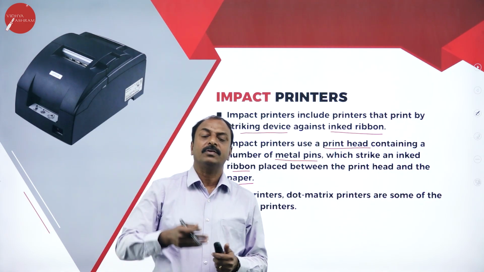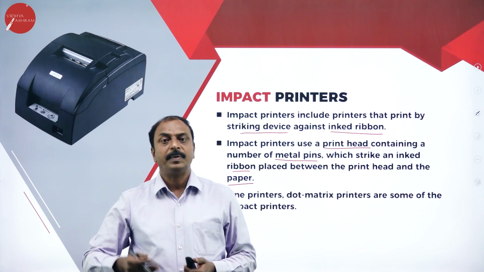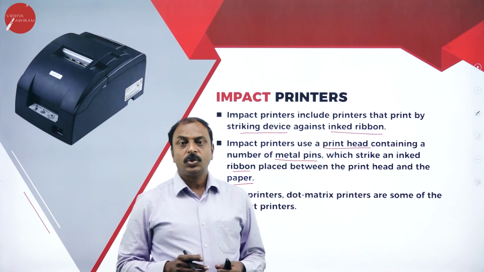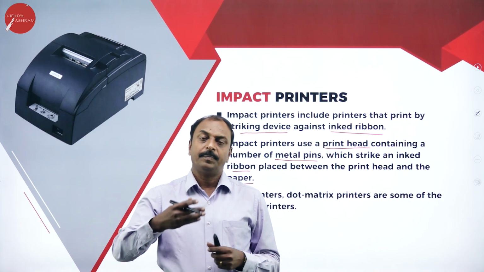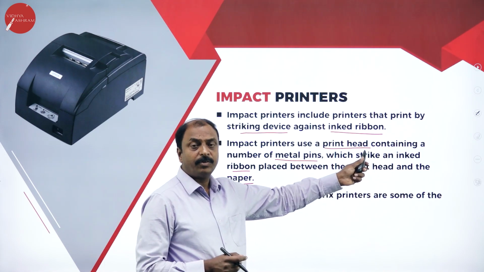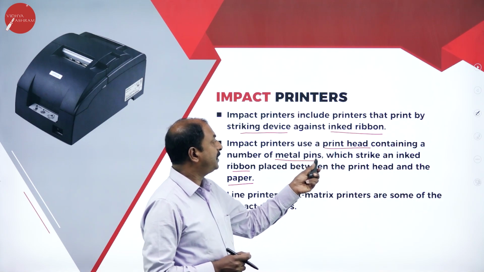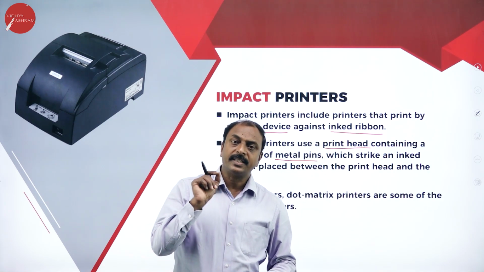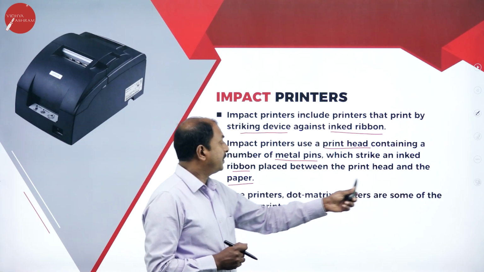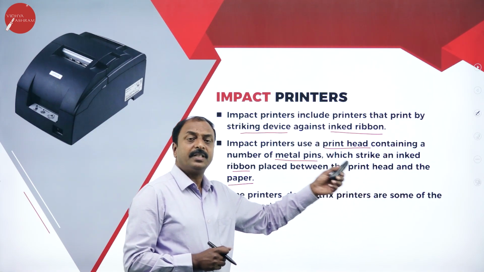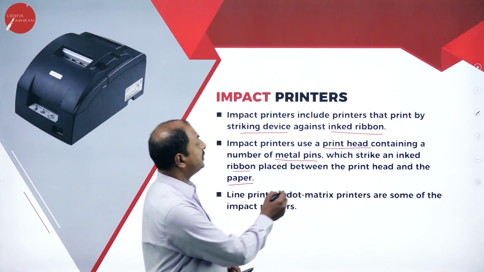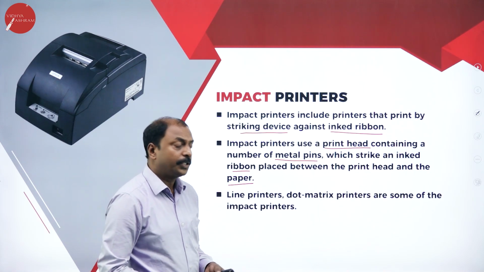Normally in a printer, we insert a paper, and in impact printers there is a ribbon. In front of the ribbon, the paper is inserted, and as soon as we give the print command, the print head becomes active and its pins strike the ribbon so that we get the impression. That is why the ribbon is placed between the print head and the paper. This is how we get the printout.